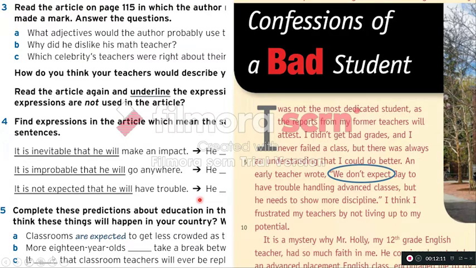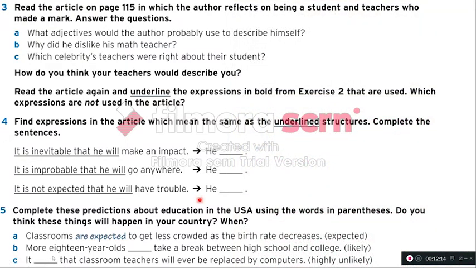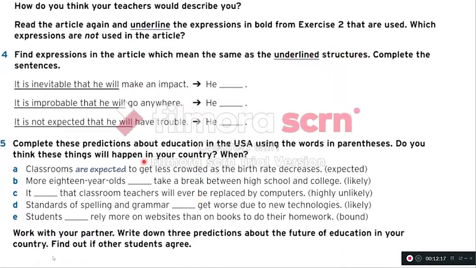All right? Very good, guys. Now, in exercise number 5, we have: complete these predictions about education in the USA, using the words in parentheses. Do you think these things will happen in your country? When? Okay, so the first thing that you must do is complete these sentences with the words that we found in the lecture that are similar to this. Okay, so in letter B we have "more 18-year-olds take a break between high school and college," and we have "likely." If you remember how they use "likely" in the lecture, you will know that the correct answer is "are likely to." All right? So like this, complete the sentences and we'll continue in a moment.